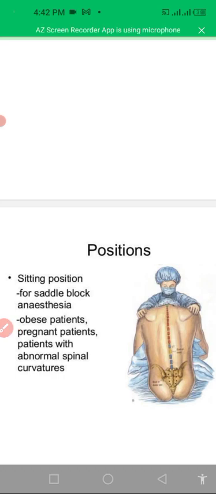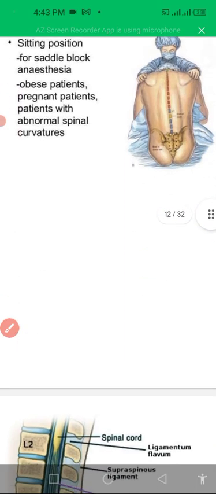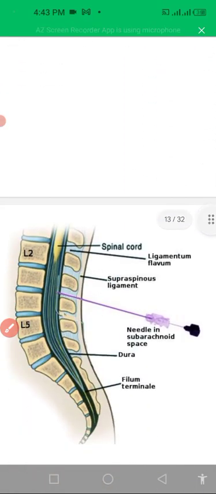Then there comes the position for spinal anesthesia, the saddle position, or saddle block, which is mainly used for blocking the perineal region and pelvic region. It is done in the sitting position. After injection of a spinal anesthetic agent, we have to sit the patient for 3 to 5 minutes for saddle block. It is performed in obese patients, pregnant patients, or patients with abnormal spinal curvature.